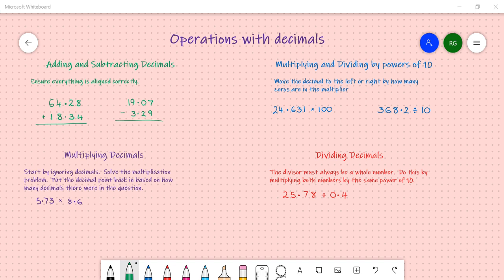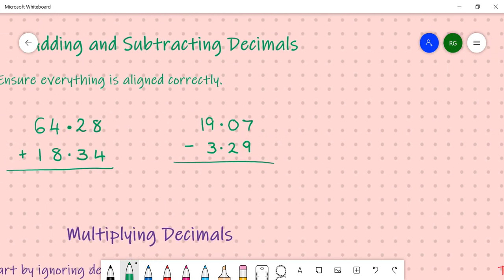Operations with decimals is what we're looking at today. We're going to be looking at adding and subtracting decimals, multiplying decimals, dividing decimals, and then multiplying and dividing by powers of 10. So we're going to have a look at the green section first, and we're going to work our way through.